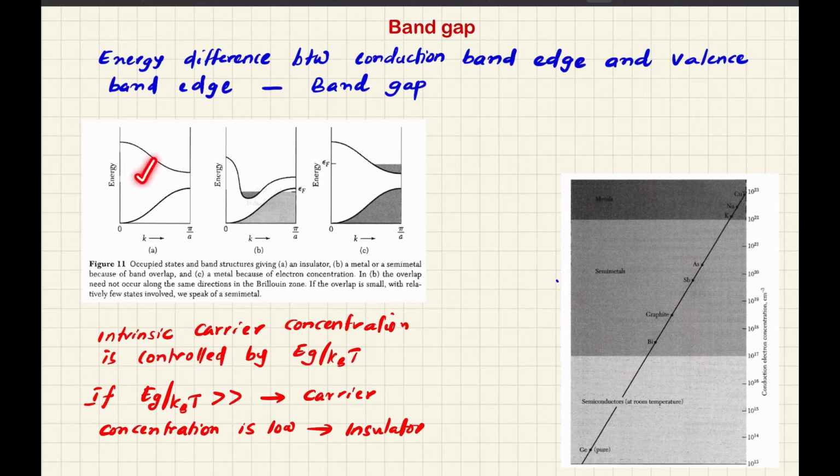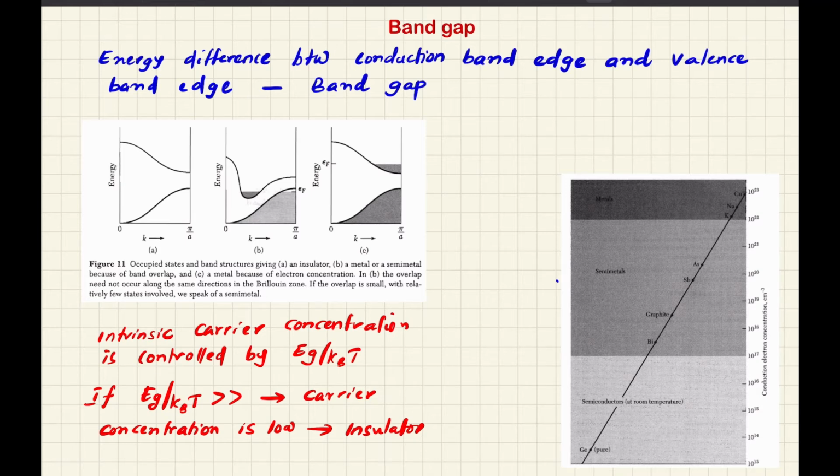Here I have shown different types of energy bands. The first one refers to an insulator, and the second one can be a metal or semi metal. We have discussed this figure before, and the third one is a metal because there are some free electrons in the conduction band. And this could be a semi metal or a semiconductor also.